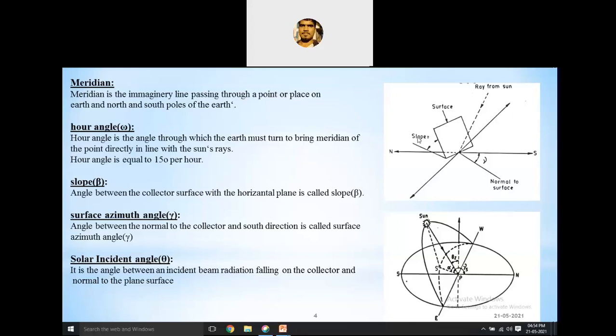Clear? It always has some inclination, maybe 15 degrees, 20 degrees, or 30 degrees, to increase the collection capacity and the efficiency of that device. If it is placed horizontally, only at one particular time will it get the maximum. If you place it only vertically, either in the morning or at noon you will get the maximum. But if you place it with some inclination, you will get maximum solar collection. That's why we go with a slope.